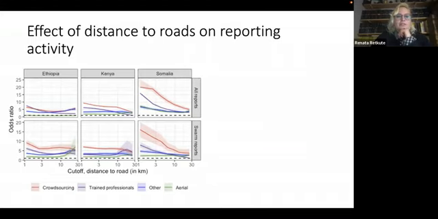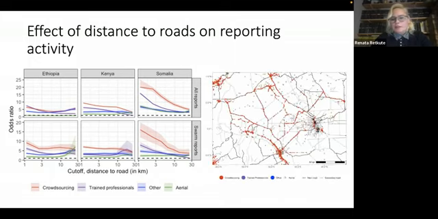Another aspect is to understand what the biases in the data are, and what we found was a very strong effect of distance to the roads on reporting activity. This is work done by my colleague, statistician Daniel Bonnery. Here, for example, in Kenya for crowdsourcing, it is 5 to 10 times more likely to have a report at 1 kilometer in comparison to 10 kilometers. And just a small illustration, this is the locations of reports, and you can see black lines show roads, and there is a lot of reporting close to roads.